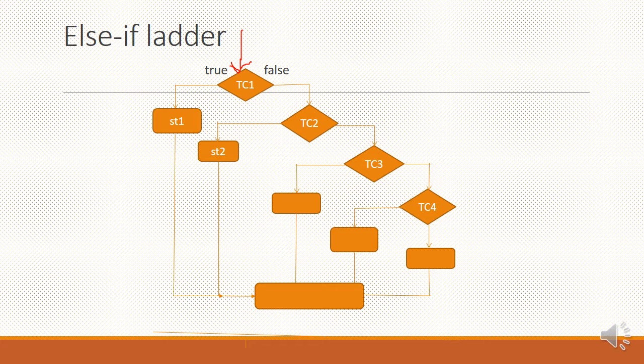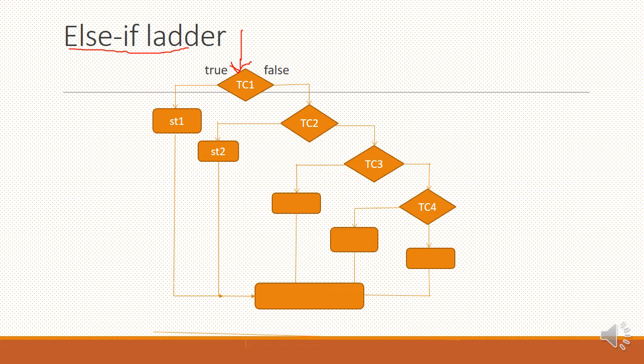The else if ladder is nothing but when we have more conditions. Presently we have written the flowchart for only 4 conditions. This may go up to n conditions. For the understanding purpose, we have taken only 4 conditions. So let us see how to draw the flowchart for the else if ladder.